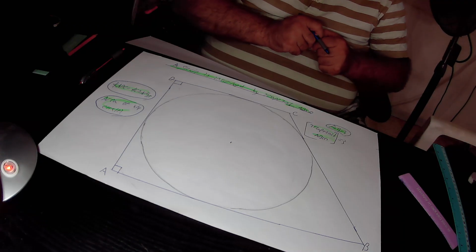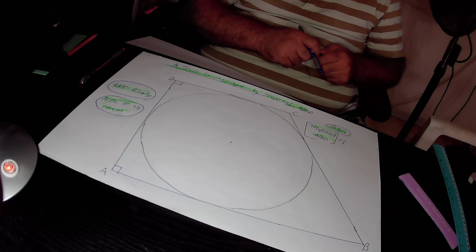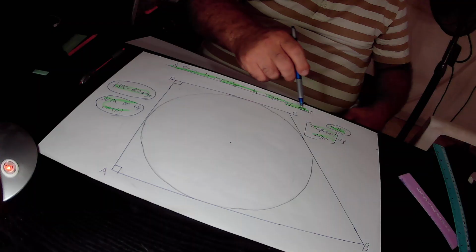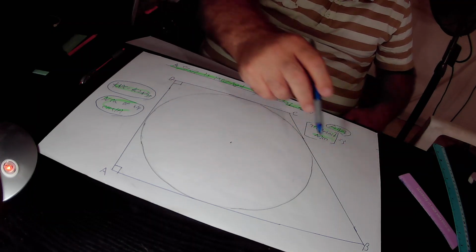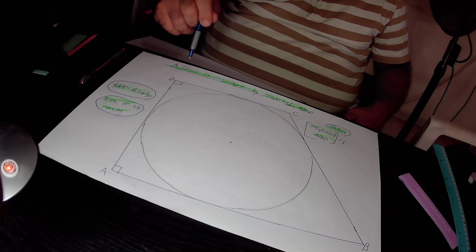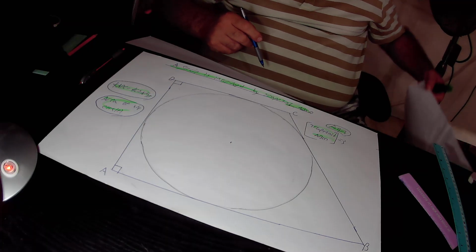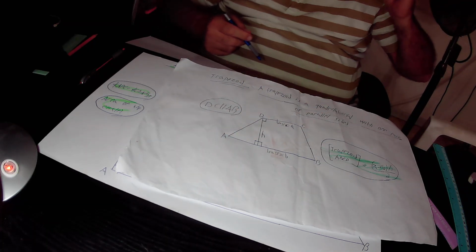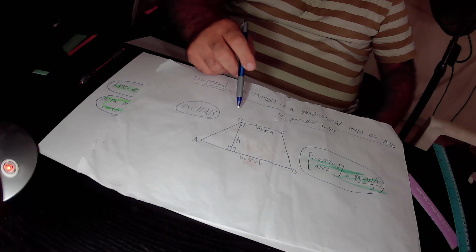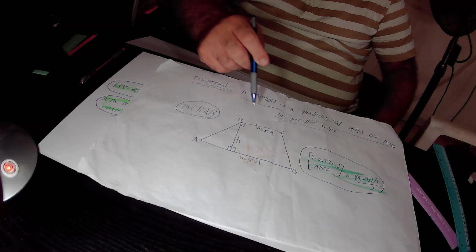So first of all, what is a trapezoid? A trapezoid is a quadrilateral with one pair of parallel sides. In this trapezoid ABCD, side DC is parallel to the opposite side AB, and therefore quadrilateral ABCD is a trapezoid because it has one pair of parallel sides. Again, a trapezoid is a quadrilateral with one pair of parallel sides.